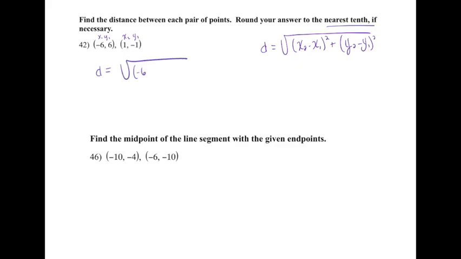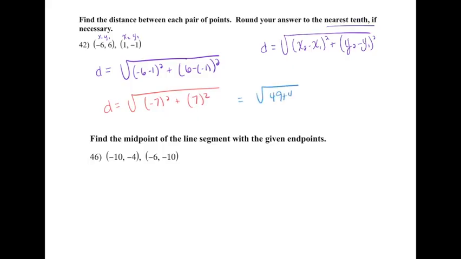Subtract your x's. Remember, it doesn't matter what order you subtract because you are squaring. Subtract your y's and square it. So you have negative 6 minus 1 is negative 7. And then 6 minus a negative 1 is also 7. For this point, you're just going to square those 7s. So you will get 49 plus 49, which will give you the square root of 98.